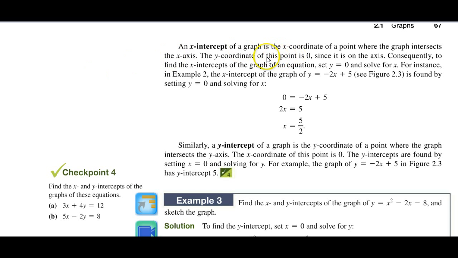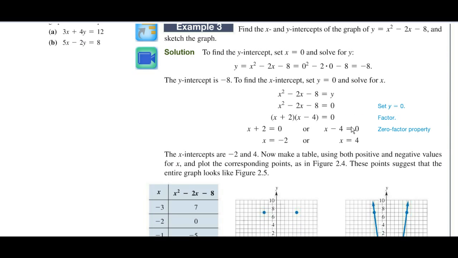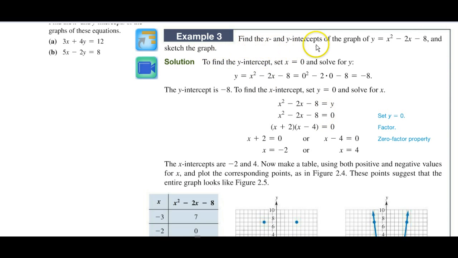Now they are showing how to solve for the x-intercept here, where if y is 0, then what would your x value be? So you solve for x. You can transpose this and then divide both sides. So it's 5 over 2, or 2.5. Okay, let's go on. Example 3: find the x and y intercepts of the graph. This is a parabola, and then sketch the graph.